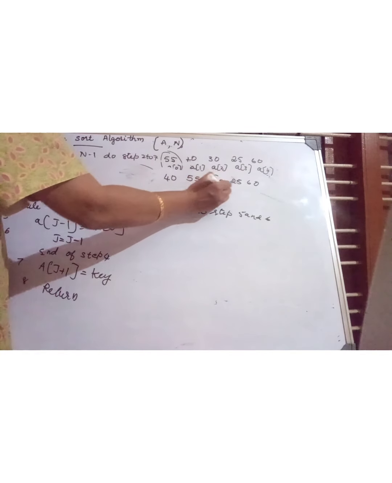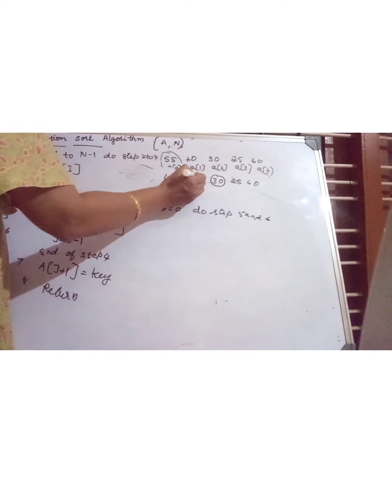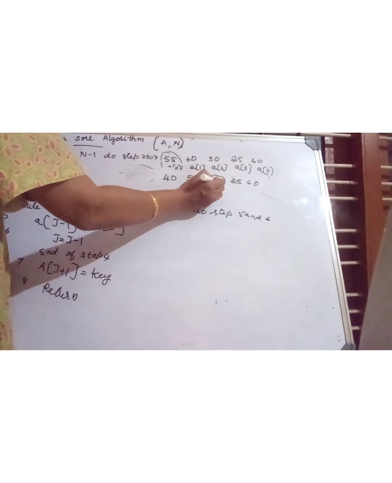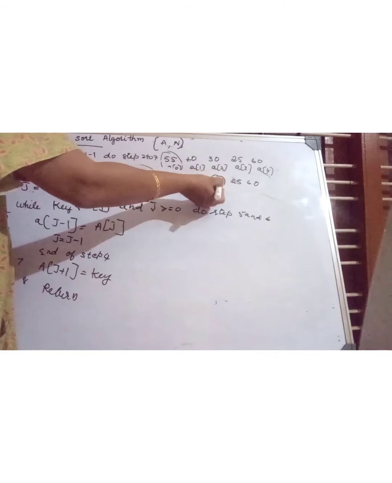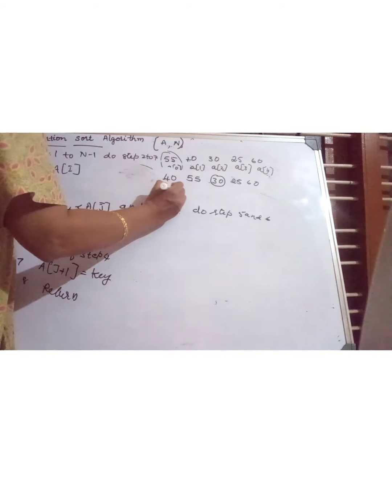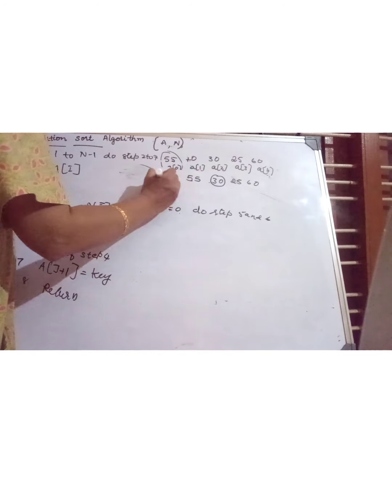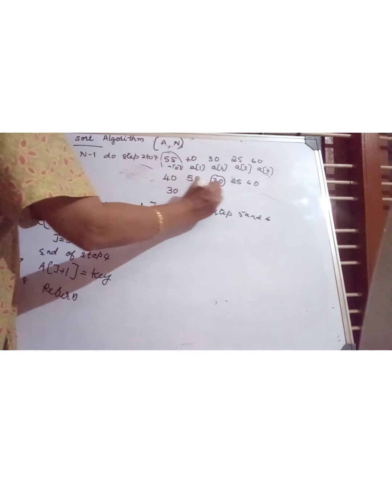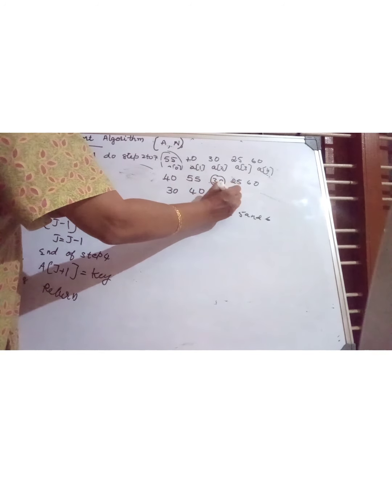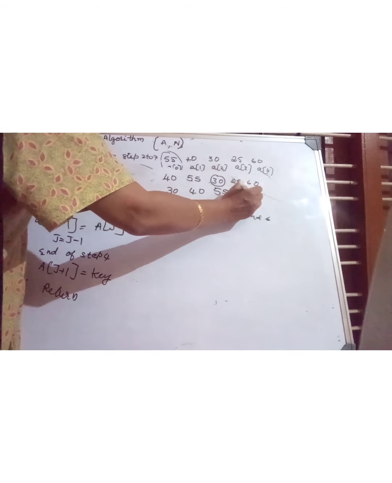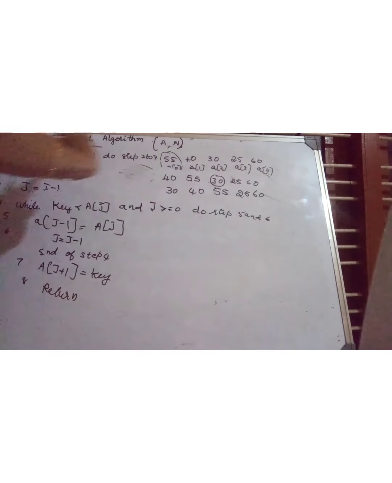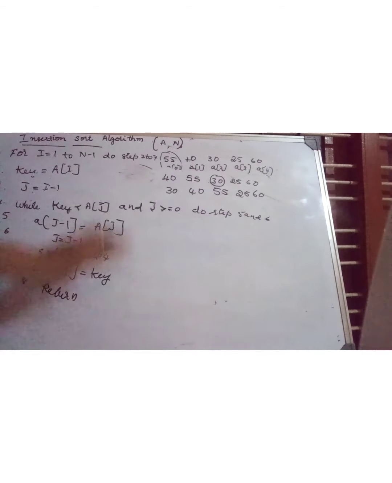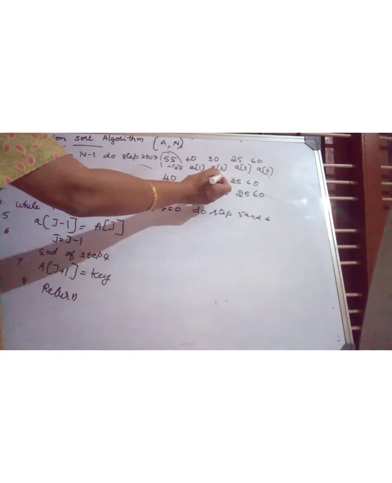Next, element 30 is compared with 55 and 40. Since 30 is less than 55, it is also less than 40. So it will take the first position, then the other elements will become like this. See girls, I am not telling in detail. In the class I have told. Now I will tell you the gist so that you should learn all the algorithms.